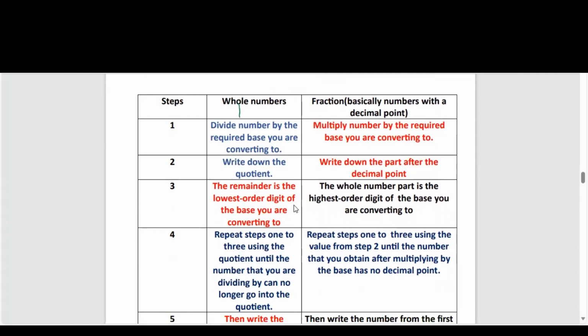So let's say we have 16 in base 10. Remember, we're going from decimal to whatever, right? So the steps just go like this. Once you remember it, you're not going to forget it. You need to divide the number by the required base you're converting to. So if you convert into base 8, you divide by 8. If you convert into binary, you divide by 2. If you convert into hexadecimal, you divide by 16, but we don't really use that. There's an easier way to convert from decimal to hexadecimal.